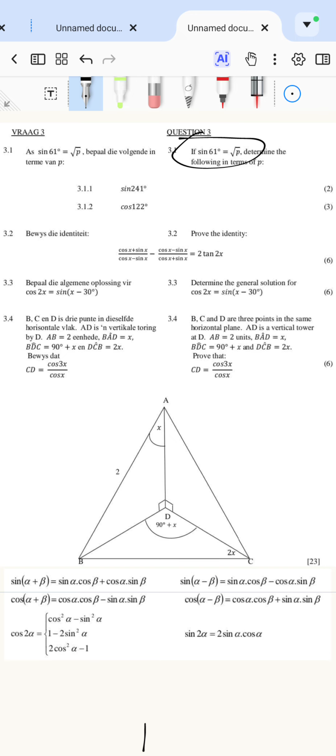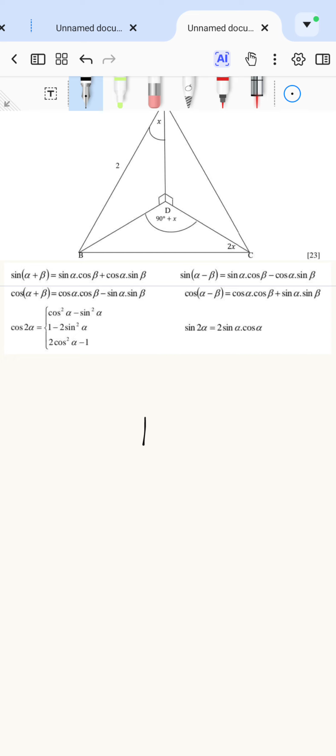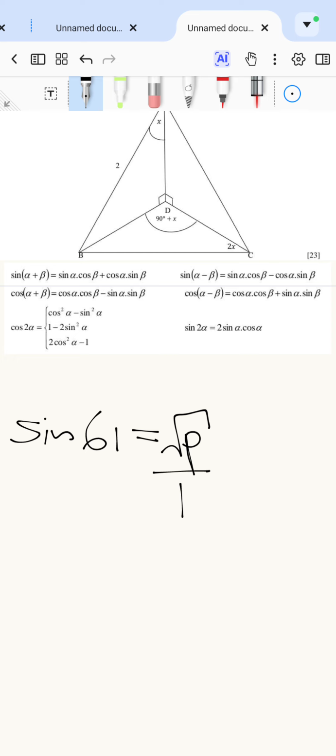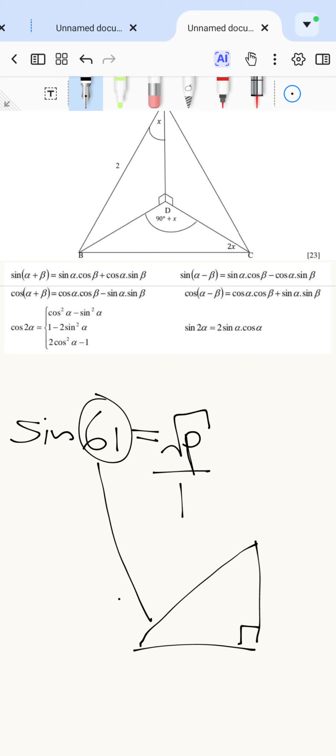Sine of 61 degrees equals square root of P. Remember that is going to be over 1. So the first thing I'm going to do is draw my own triangle using this information that I've got over here. It might not be required, but generally when I have the triangle, it makes everything easier. So the 61 I'm going to put in over there. It can go anywhere, but I'm going to put it over here.